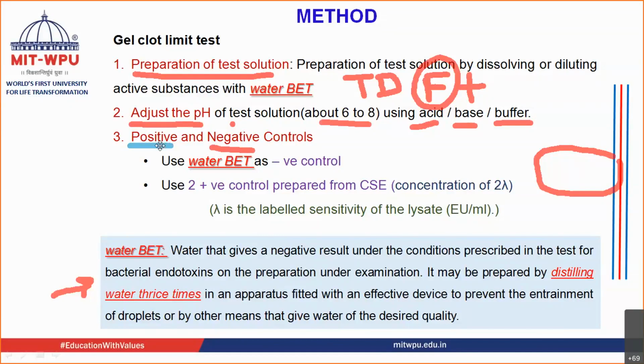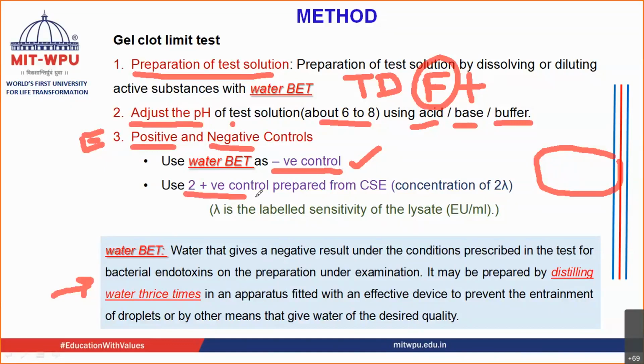Positive control means what? It contains endotoxin. Hence, it is a positive control. And you are going to prepare a negative control. Negative control means what? It should not contain bacterial endotoxin. So for the negative control, you are going to use water BET. I have told you already what water BET is. It is nothing but water which is triple distilled and free of any endotoxin. As it is free from any endotoxin, that's why you are going to use it as a negative control.